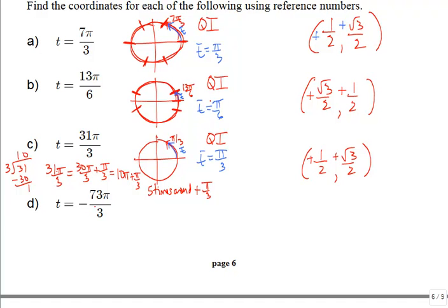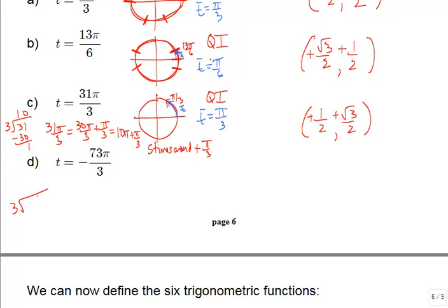Okay, one more example like this. Again, I have a really large number in my numerator, so let's do a little bit of dividing. First, 3 goes into 73. Well, we know 3 goes into 7 twice, and 3 goes into 13 4 times with the remainder of 1. So that means that 73 pi over 3 is the same as 24 pi plus that remainder of pi over 3. We had a 1 pi over 3 left over.